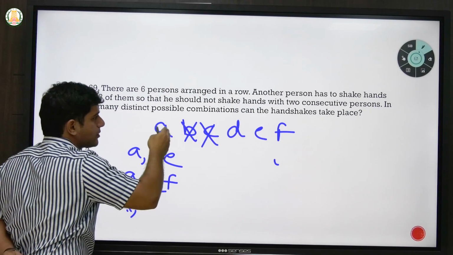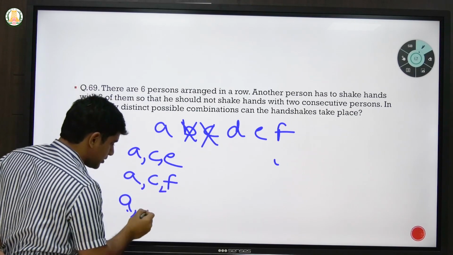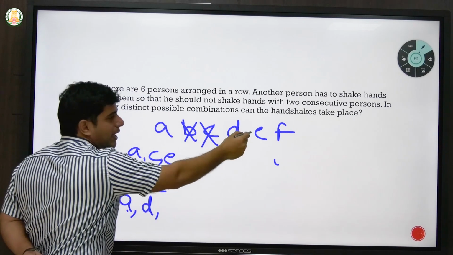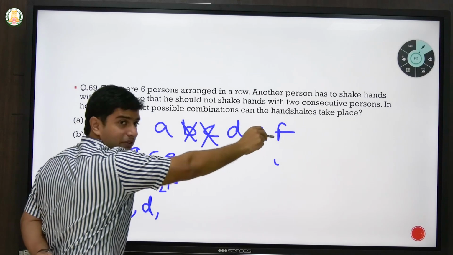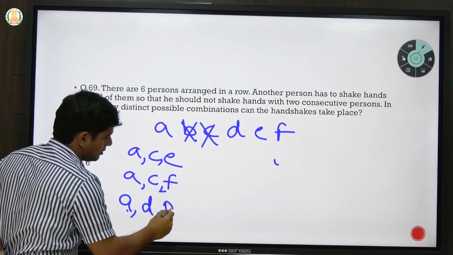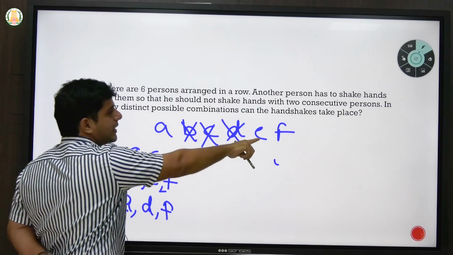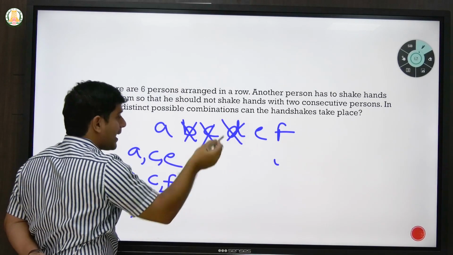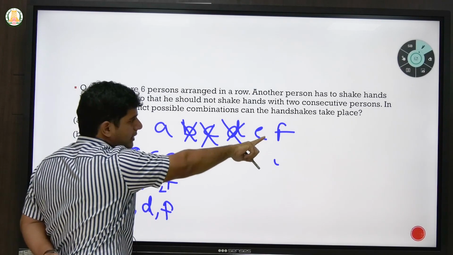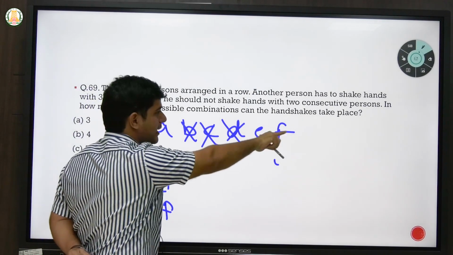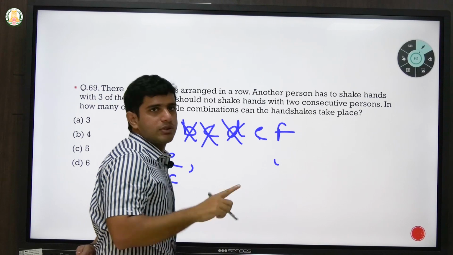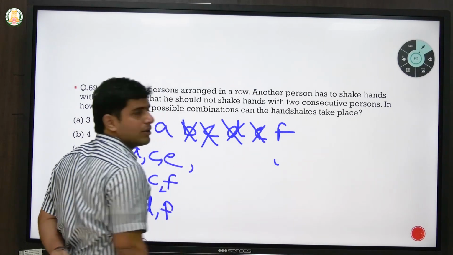Next go with D. So A and D, is it possible? Yes, it is possible. But you can't take E here. So you take F. F, is it possible? Yes. So you have exhausted D also. Now you go with A and E. E is possible, but after E you have F, means E and F will become consecutive. So that is not possible. So you have exhausted E also.